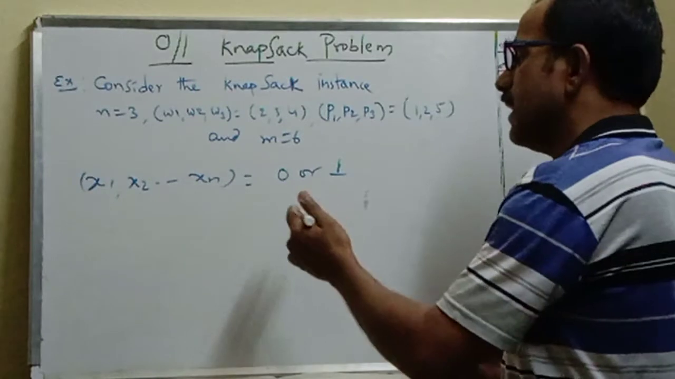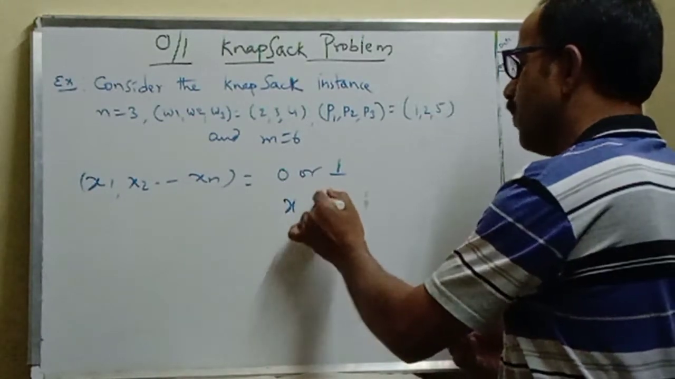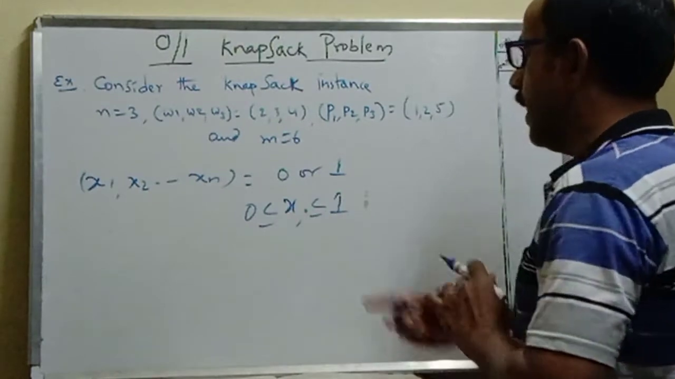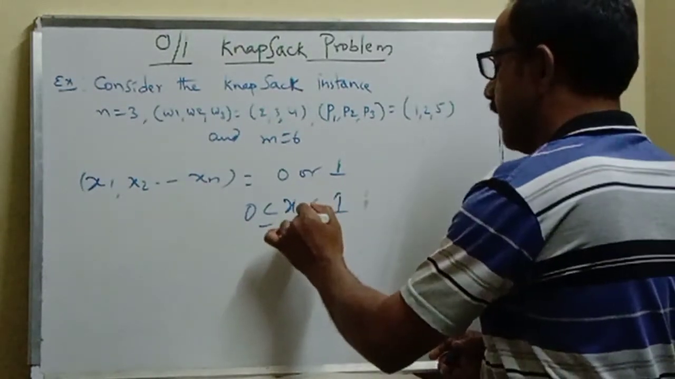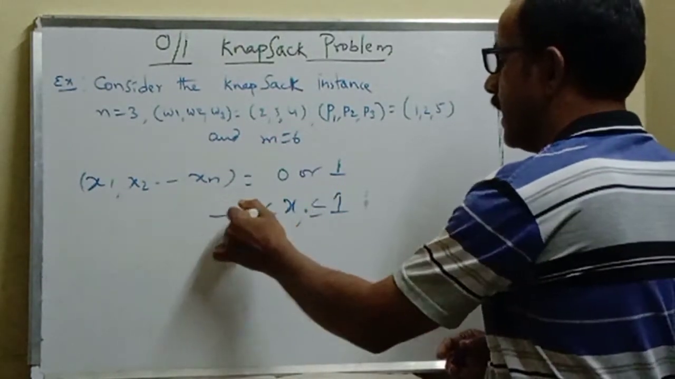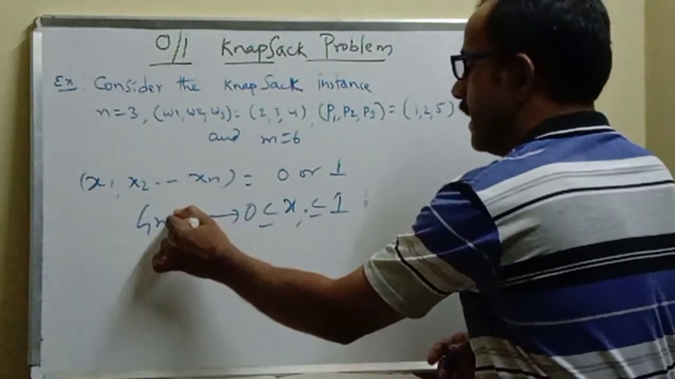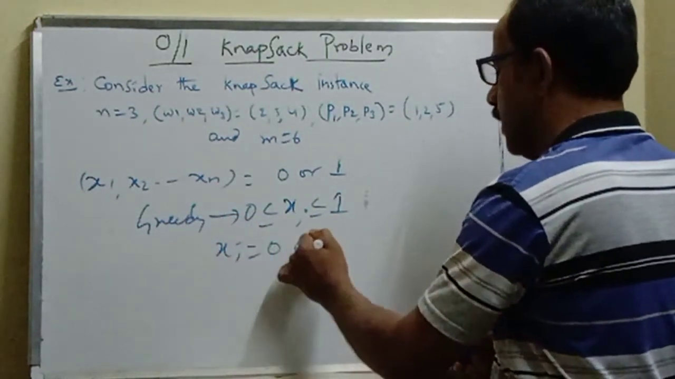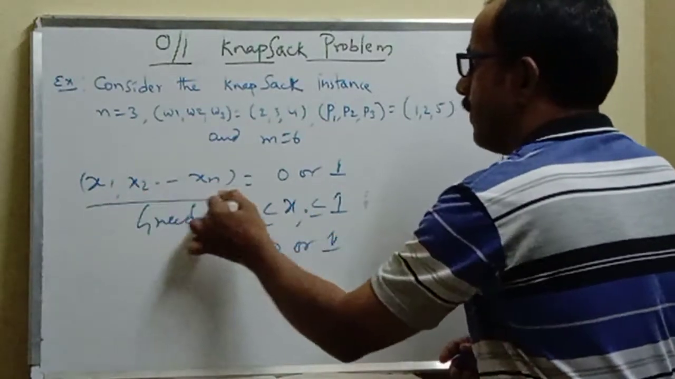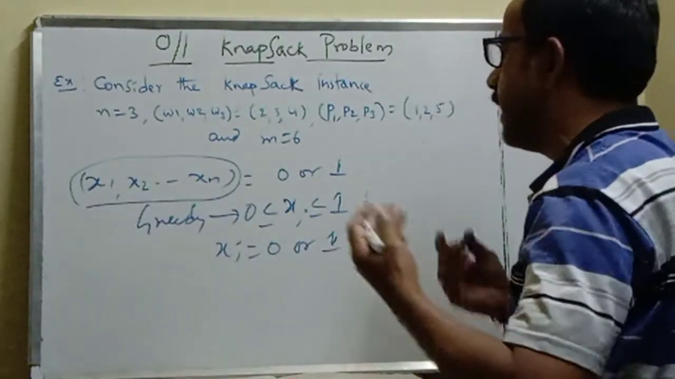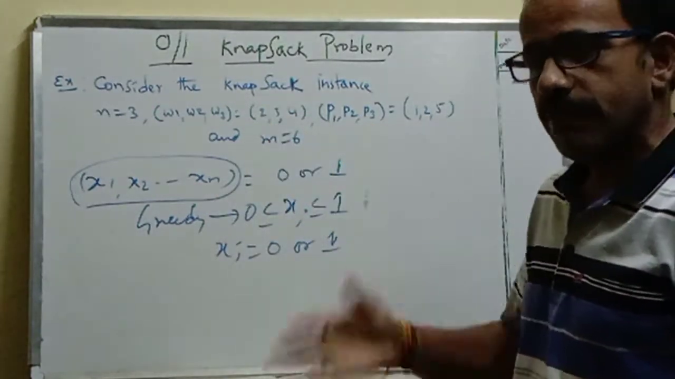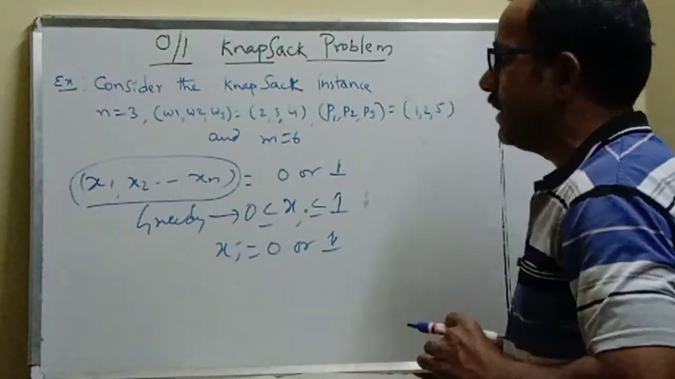In greedy, we have already seen that xi lies between 0 and 1, but in dynamic programming xi is either 0 or 1. So the solutions of x1 to xn are either 0 or 1, meaning either we consider the given item in the problem completely or we omit the item completely.